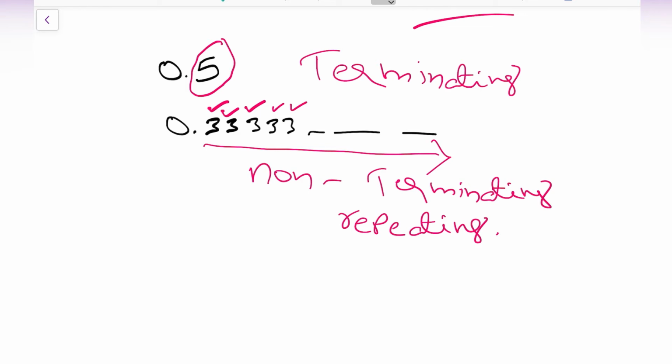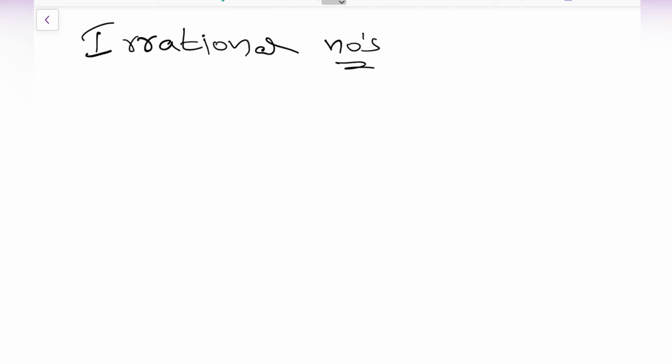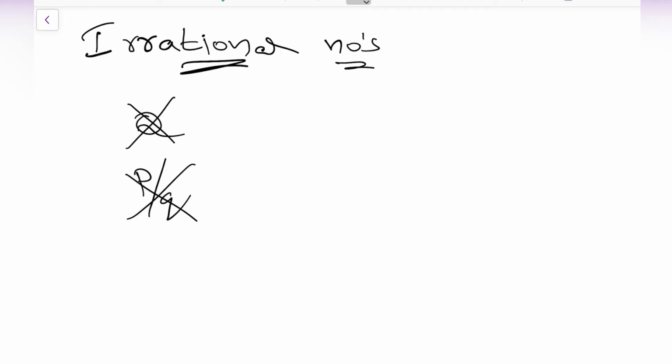Now, the next number system we have is irrational numbers. Irrational numbers are the numbers which are not rational. Otherwise, the numbers which we cannot write in the form of p by q are irrational numbers. Simply, we can say the numbers which are not rational numbers are irrational numbers. Irrational numbers are represented by Q dash.